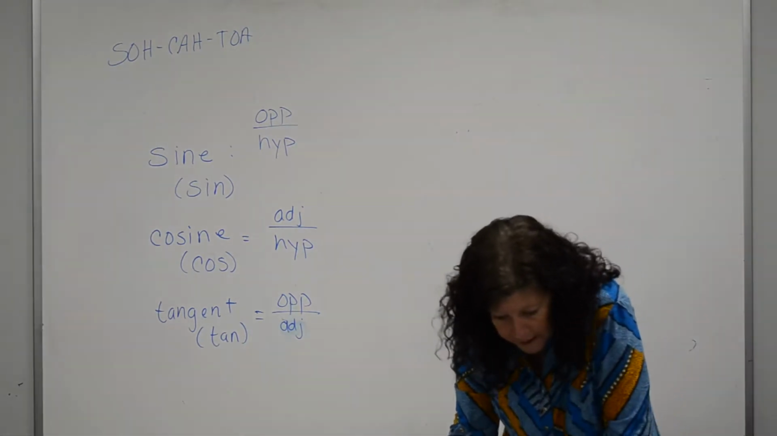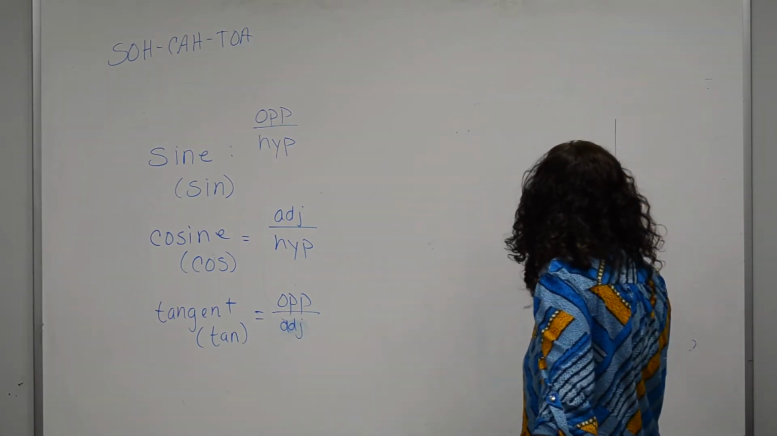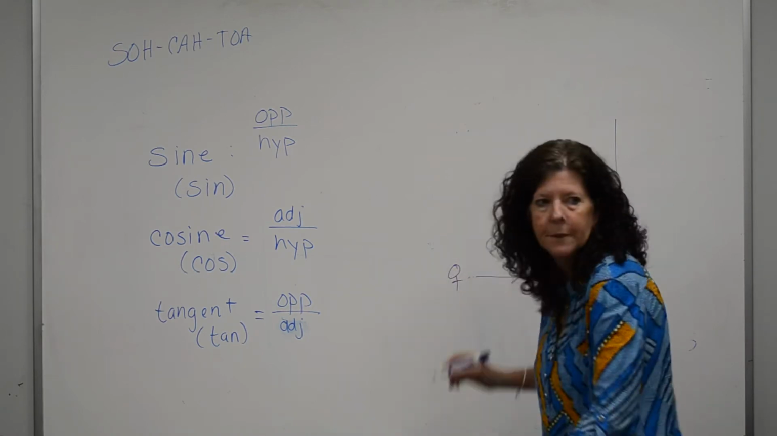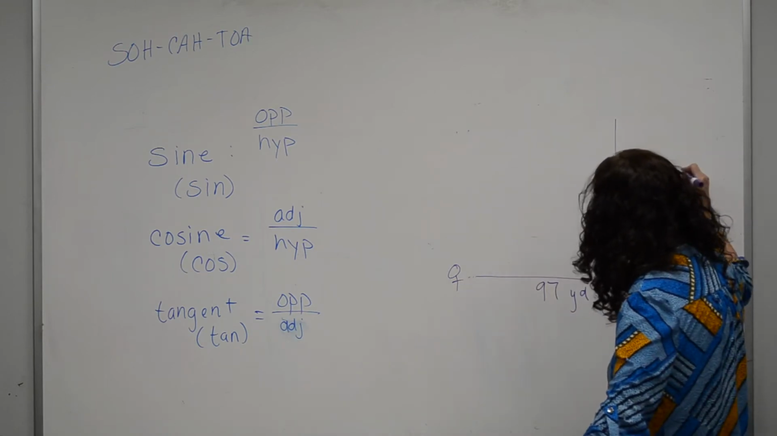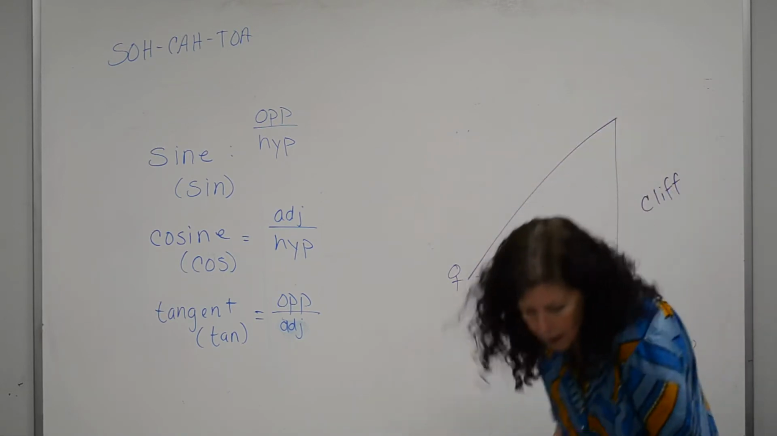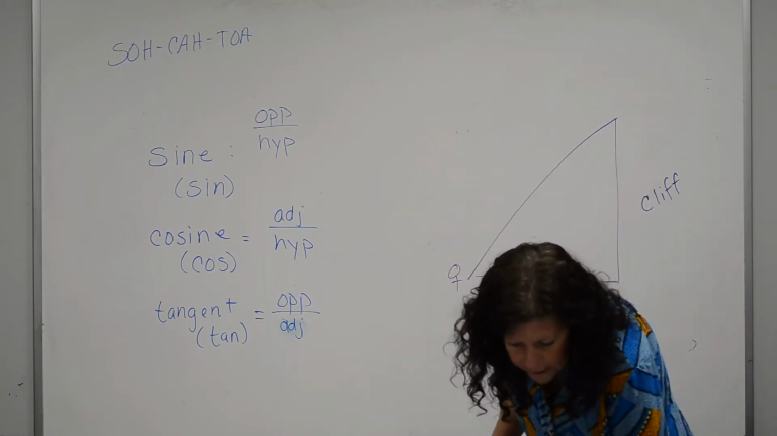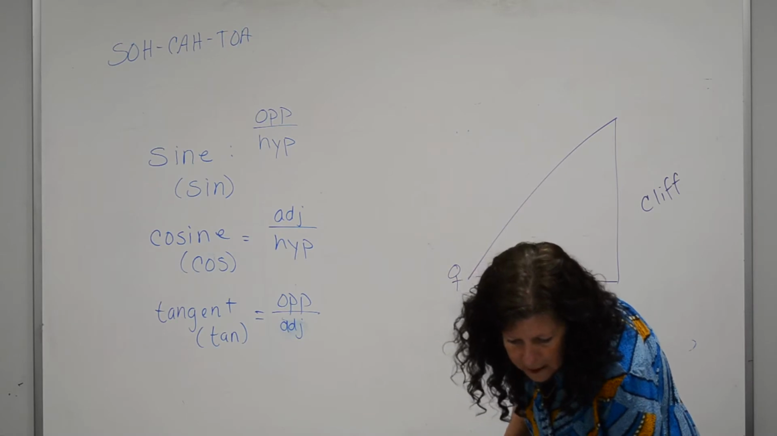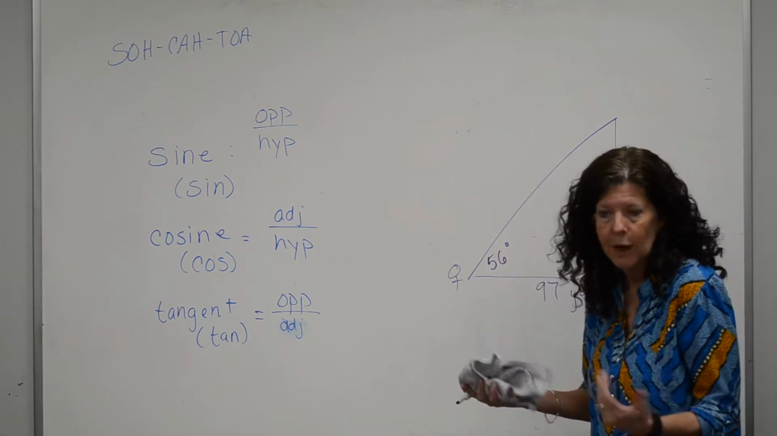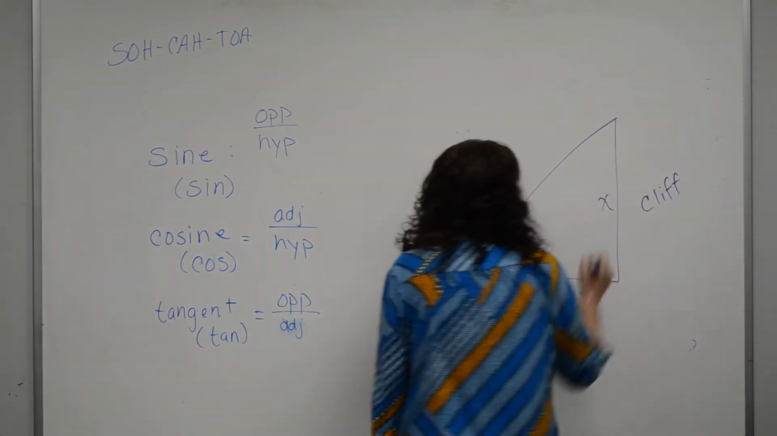Slowly. Okay. Dakota is standing on the ground 97 yards from the base of a cliff. Here's the cliff. He's standing over here, and this is 97 yards. Using a theodolite, which is a surveyor thing, he noted that the angle formed by the ground and the line of sight to the top of the cliff was 56 degrees. Find the height of the cliff to the nearest yard. So I'm looking for that.